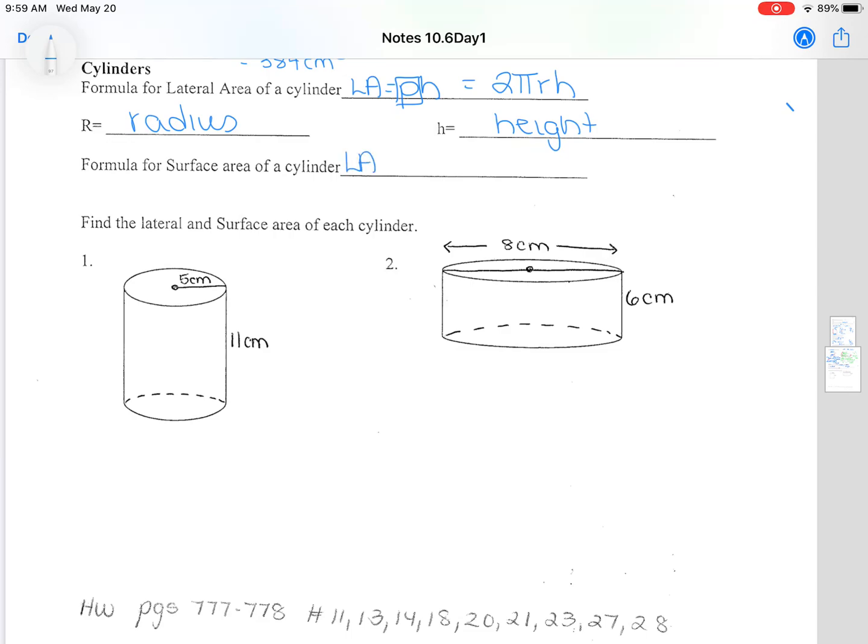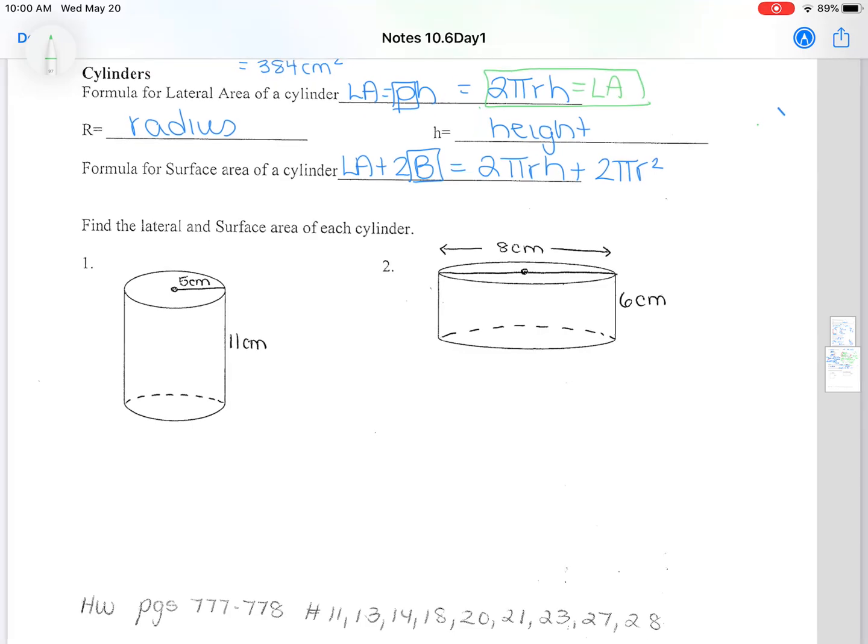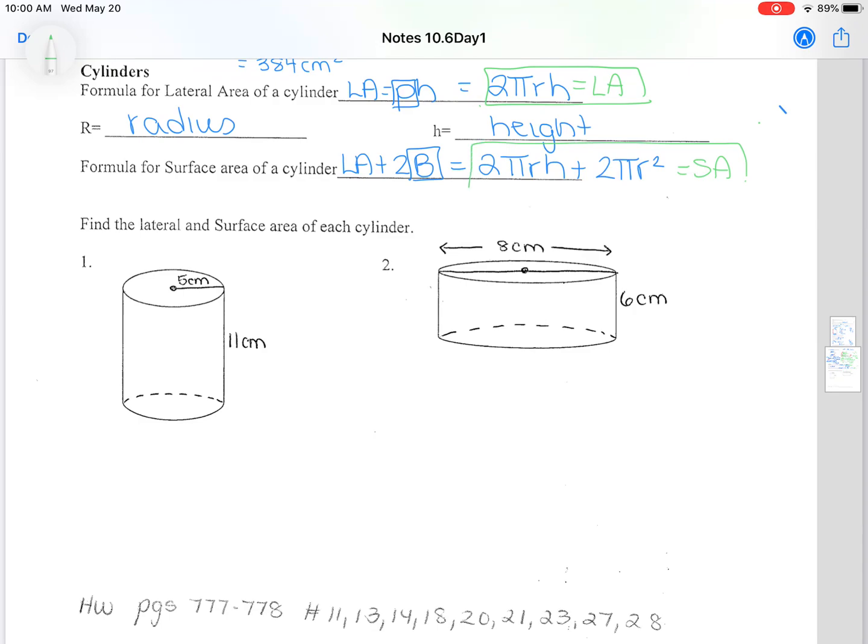And the surface area formula for a cylinder is going to be your lateral area plus 2 times the area of the base. Now, if we tweak that, lateral area from above is 2 pi RH plus 2, and then the area of the base. Well, the base is a circle, so the area of a circle is pi r squared. So here is your lateral area formula for a cylinder, and here is your surface area formula for a cylinder. Okay? The most important things: you need radius and you need height, and that's it.